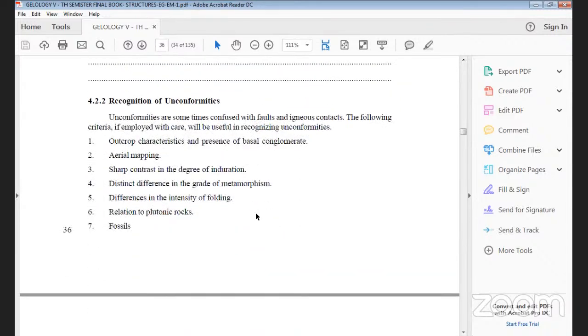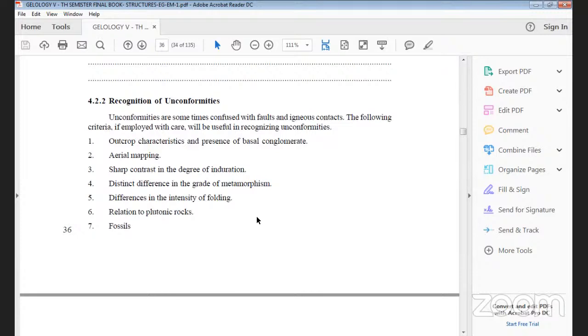How can we recognize a phase unconformity? Unconformities are sometimes confused with faults and igneous contacts. We need to take the following steps to recognize an unconformity. First, look at the outcrop characteristics and the presence of a basal conglomerate.